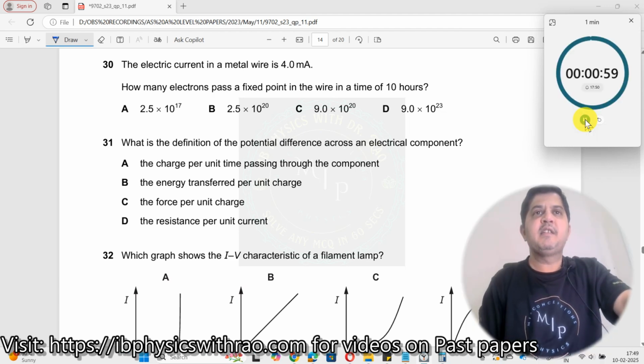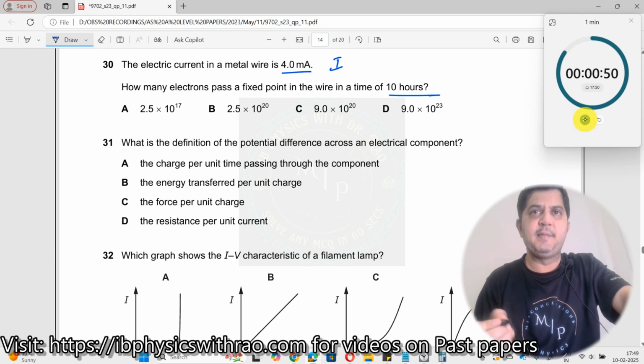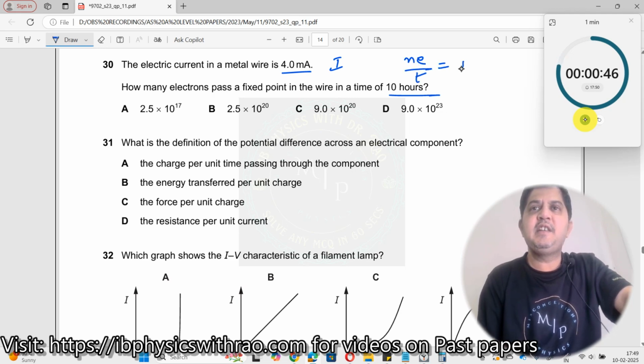Question number 10. The electric current in a wire is 4 milliampere. I is given. How many electrons pass a point in the wire in a time of 10 hours? Has been asked. Okay. So therefore, what do we have? Ne divided by T is equal to I.